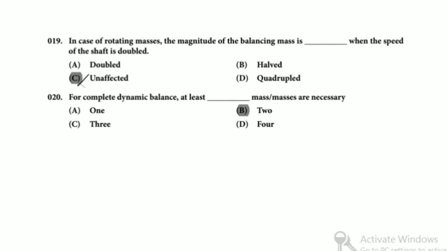Question number 19. In case of rotating masses, the magnitude of the balancing mass is blank when the speed of the shaft is doubled. Here we need to find the relation between the magnitude of the balancing mass and the speed of the shaft. The magnitude of the balancing mass doesn't relate to the speed of the shaft, whether it is doubled or decreased or changed in any way. It remains unaffected, so the answer should be C.